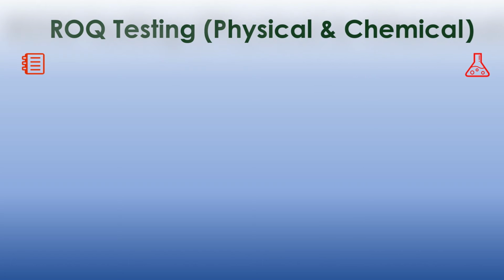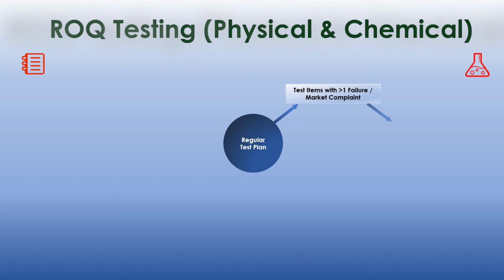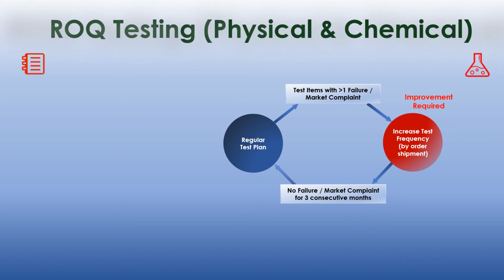The next ROQ is for physical and chemical testing. It starts with the submission of products or material samples for lab testing based on the brand's standard or regular test plan. Test items within this plan that fail or have complaints from the market will result in an increased frequency of testing of that specific test item for that specific product and from that specific supplier. As with ROQ inspection, if no failures or market complaints are experienced within a specified period, the said test item will be brought back to the regular test frequency.